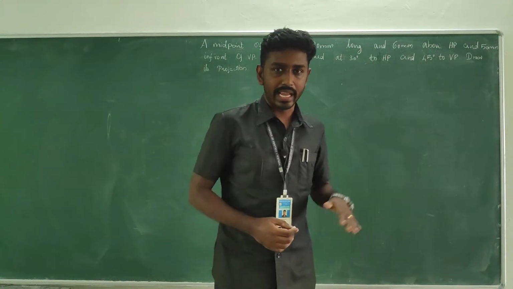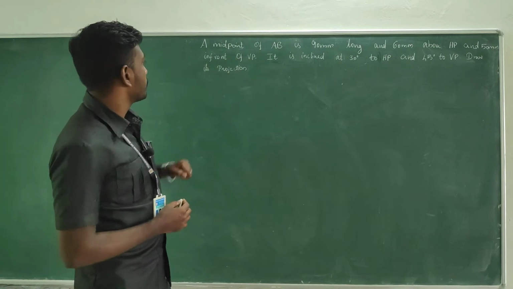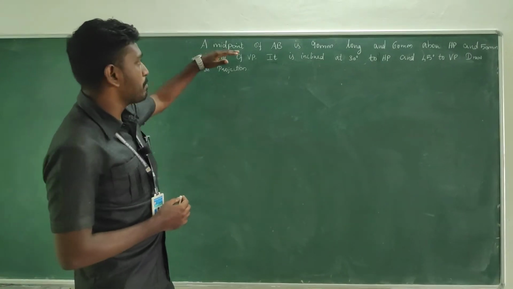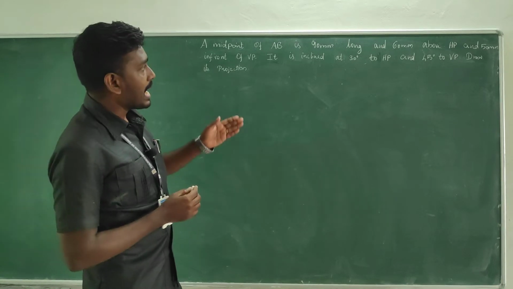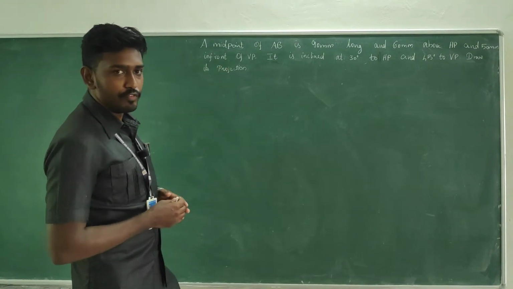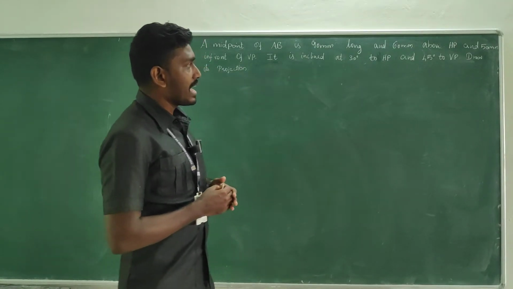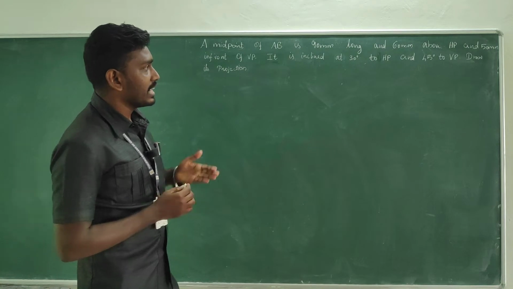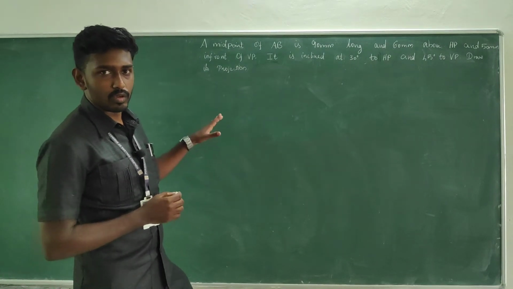Welcome, students. I have come up with a fresh question from projection of straight line. The question is: the midpoint of AB is 90 mm long and 60 mm above HP and 50 mm in front of VP. It is inclined at 30 degrees to HP and 45 degrees to VP. Draw its projection. This is our question.